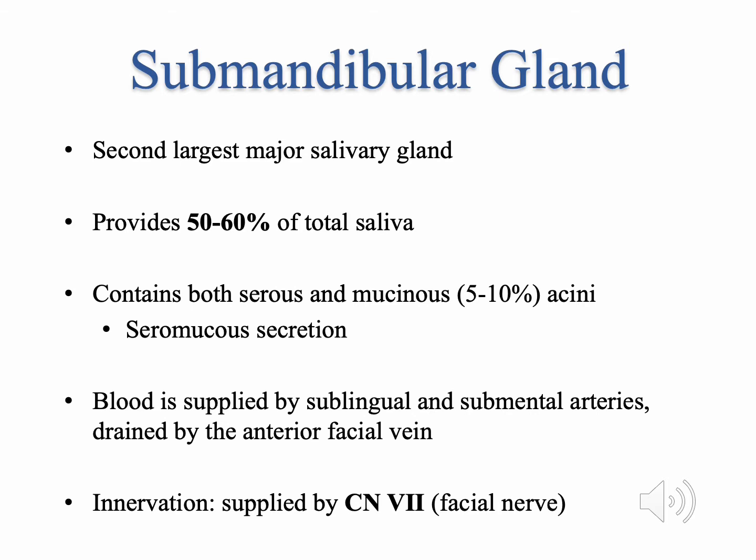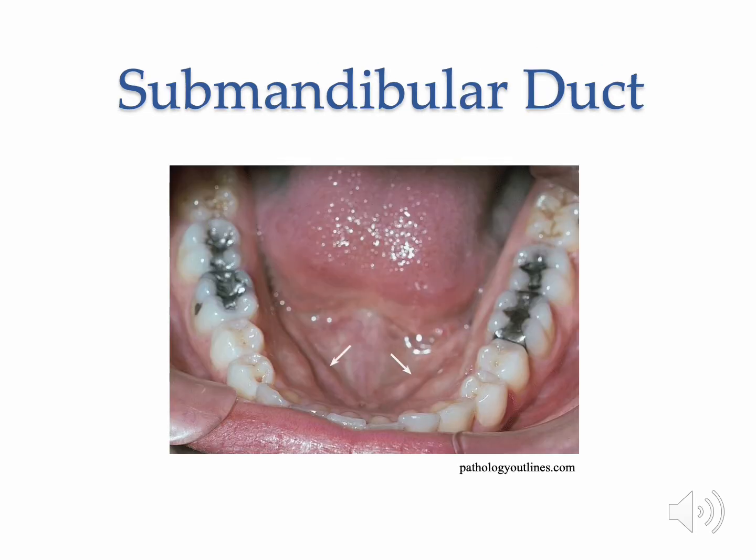The submandibular gland has its blood supply via the sublingual and submental arteries, and it's drained by the anterior facial vein. It is innervated by the facial nerve, cranial nerve 7. And here's a nice image of the submandibular duct coursing through the floor of the mouth.